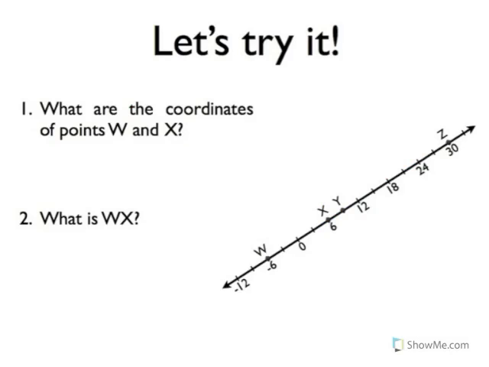Let's try this. What are the coordinates of W and X? Well, we can see W right here, and the coordinate for W is -6. And X happens to be right here, so the coordinate for X is 6. So now what is WX?